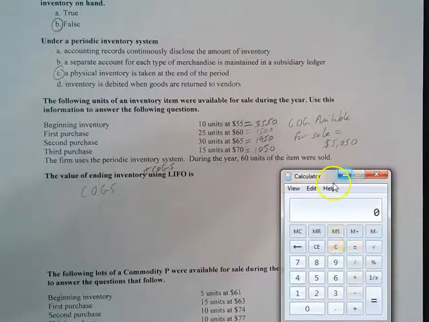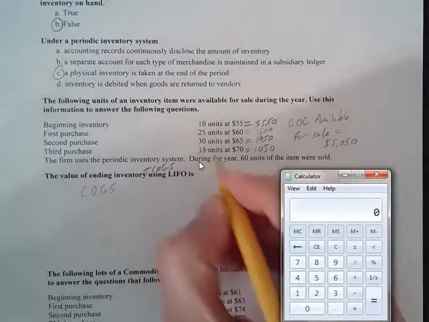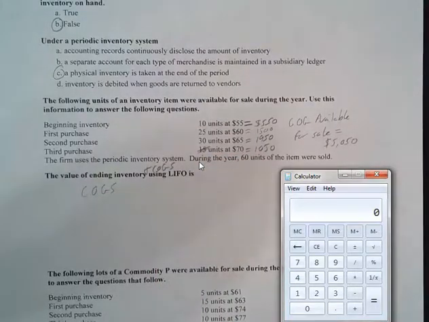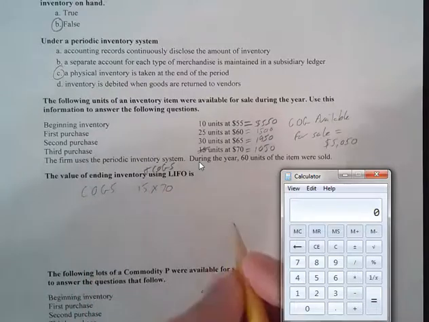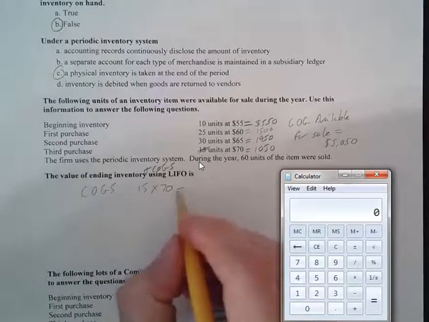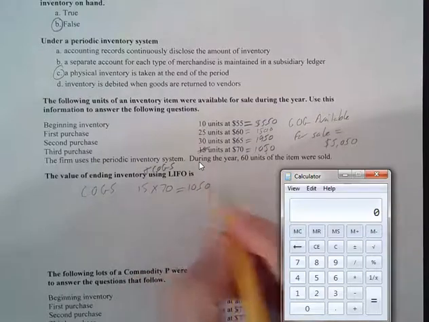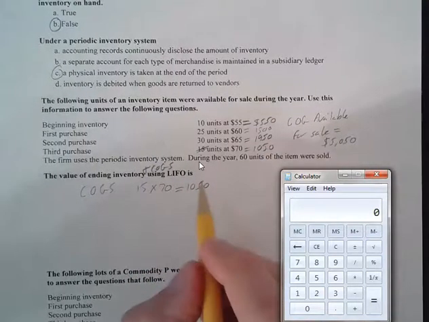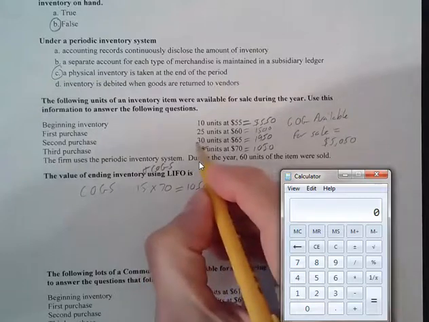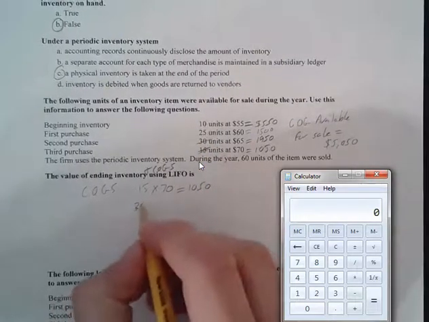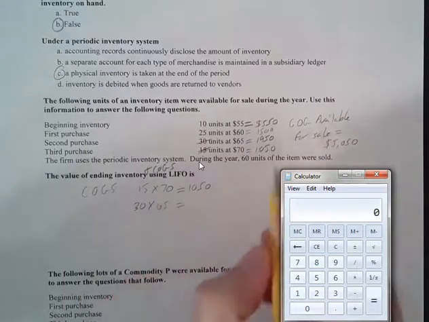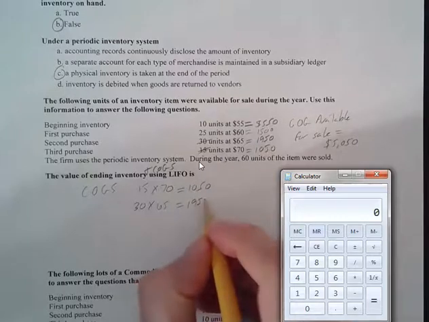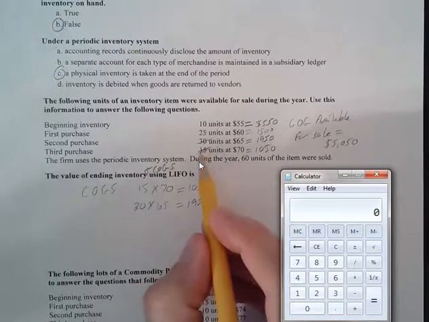I'm going to go ahead and clear this out. We sold all 15 of these units. They're part of the 60. So 15 times 70, and we can just use this here. We've already calculated this before. We sold 60, so we're going to get rid of all 30 of these. And that was at what, 65? And that's $1,950. So that's 45. 15 and 30 is 45.